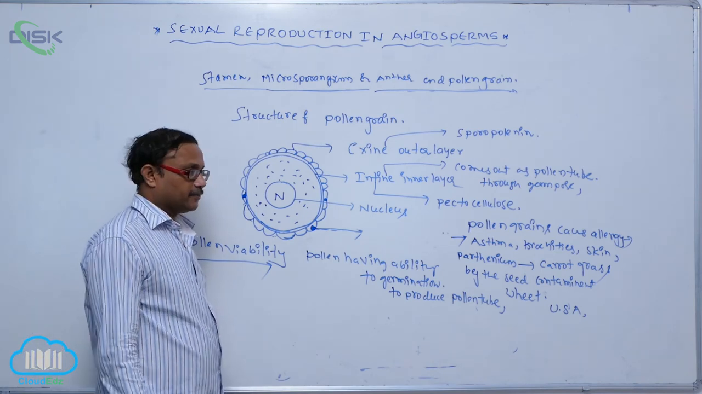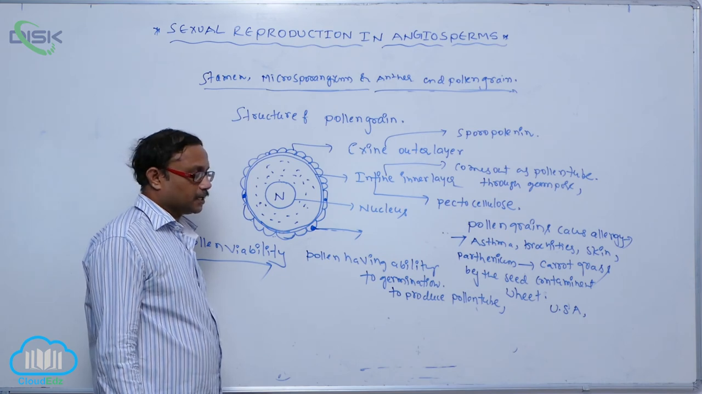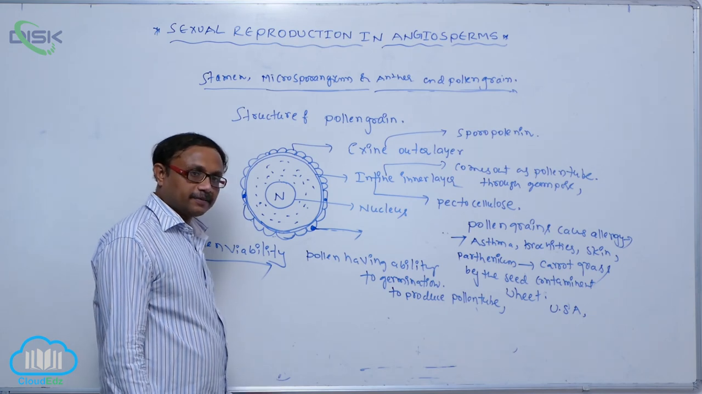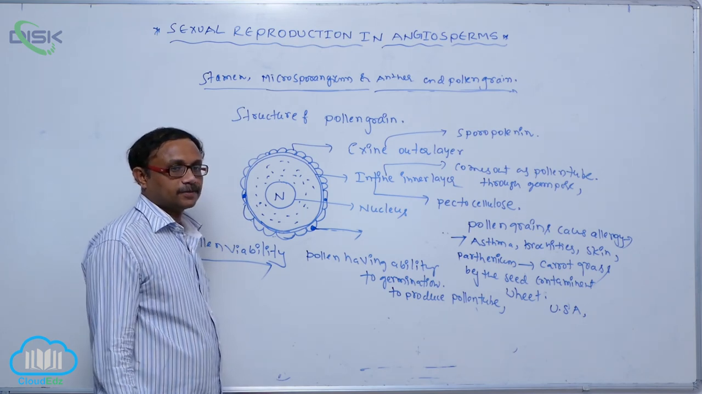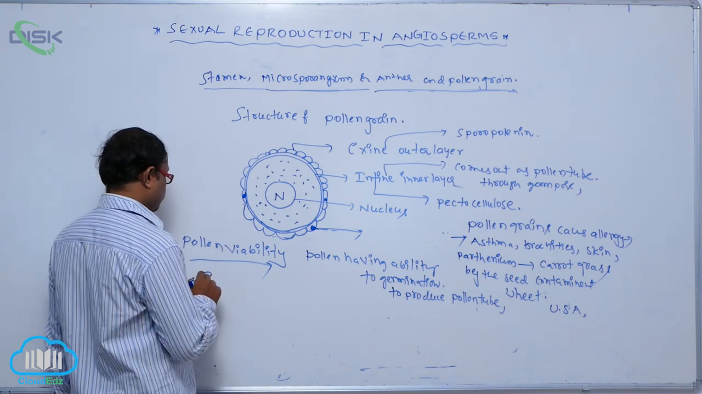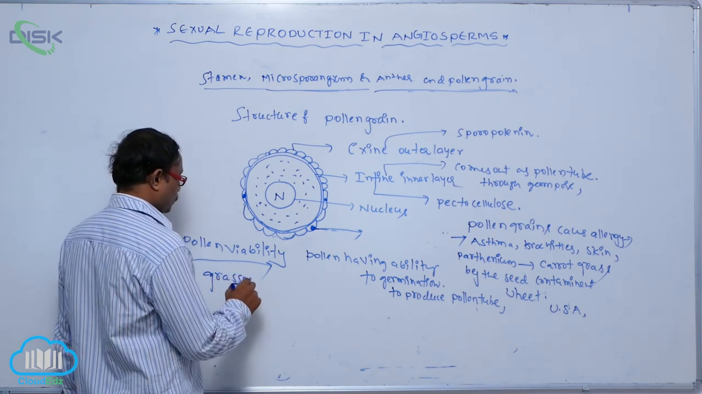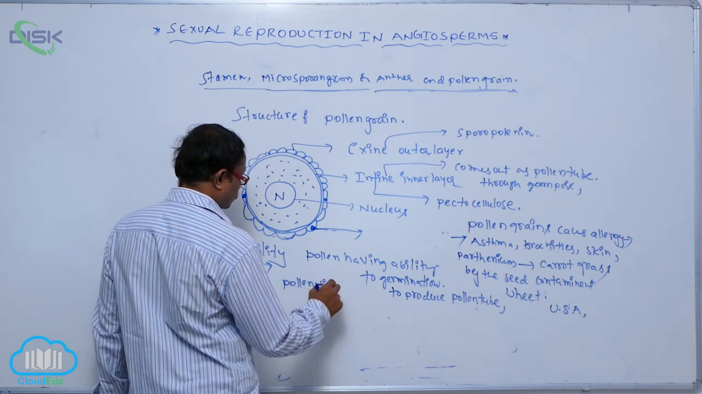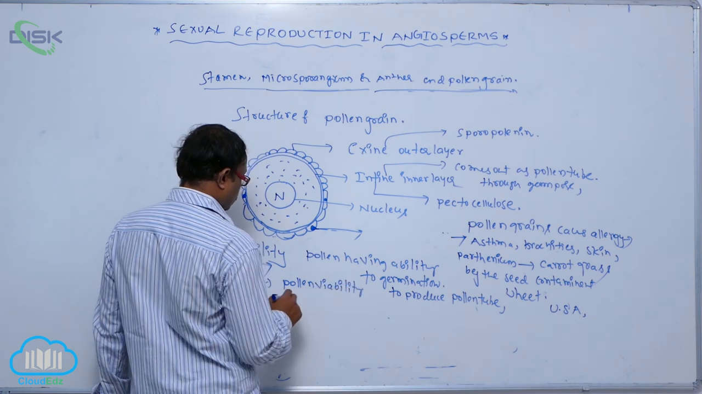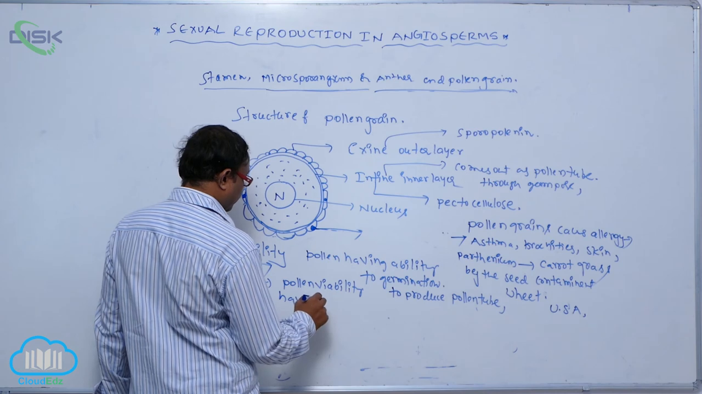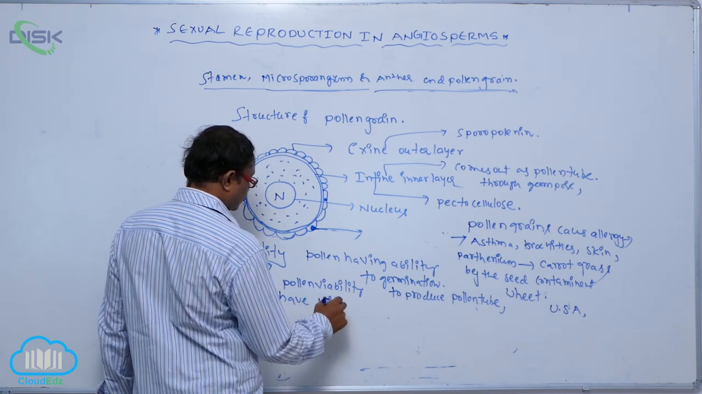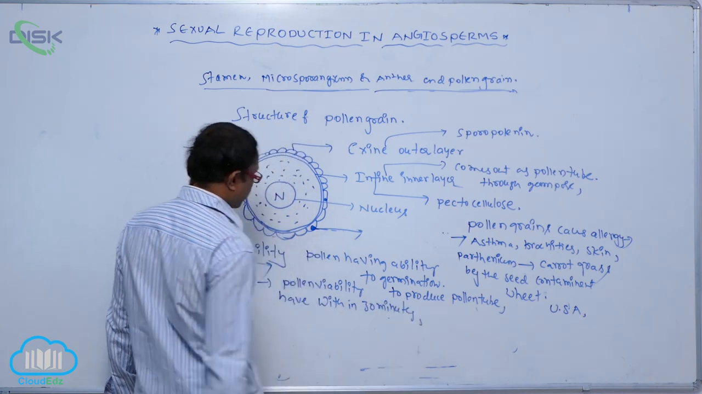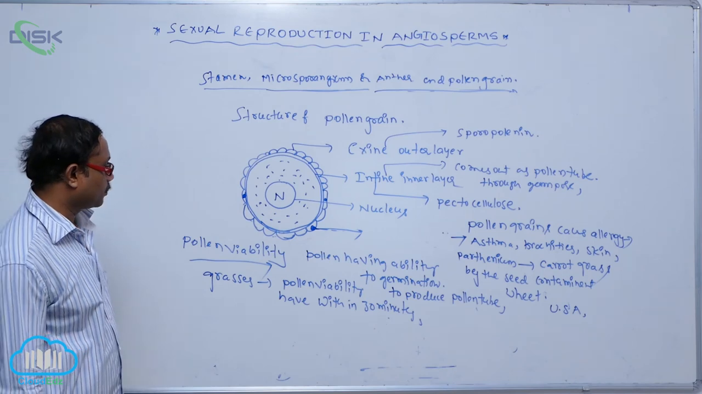Pollen viability is different from one species of plant to another. Some pollen grains lose their viability within a short period of time. For example, in grasses, pollen viability is only 30 minutes. After 30 minutes, pollen grain cannot germinate in grasses. They do not produce a pollen tube.